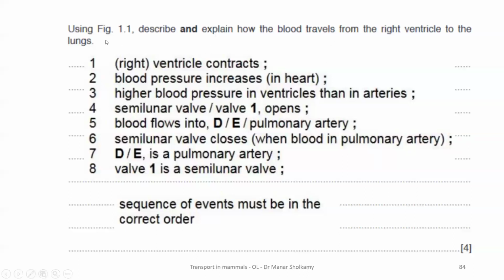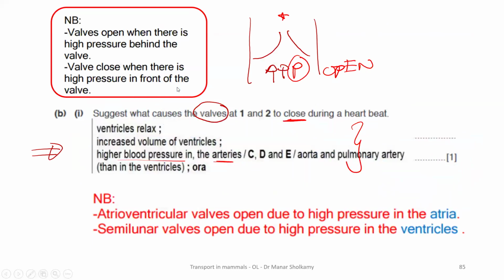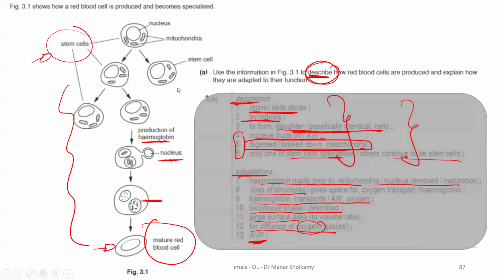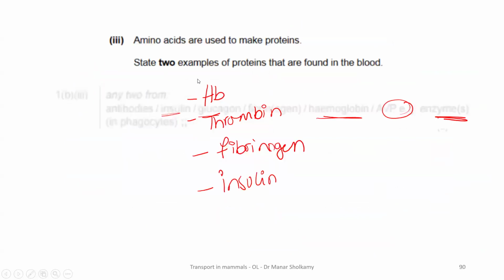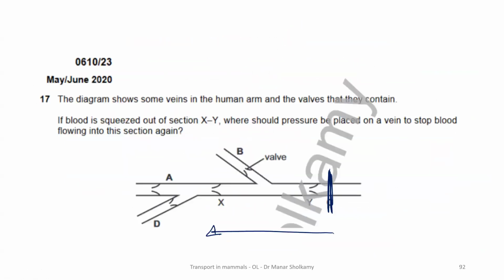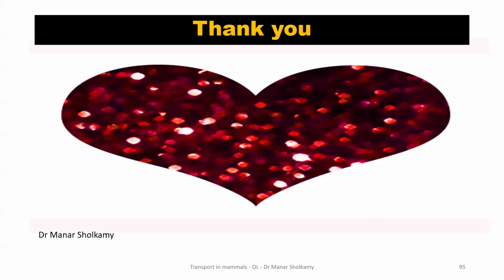Okay? This is the question here showing you that you need to know the flow of blood inside the heart, because they ask you to describe and explain how the blood travels from the right ventricle to the lungs. And we answered all these. Okay, I am now happy and satisfied, and I'm sure that nothing is missed. Anyone has any other question? Any question before I go?